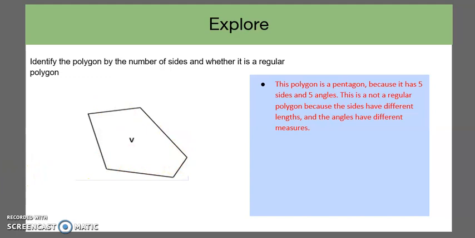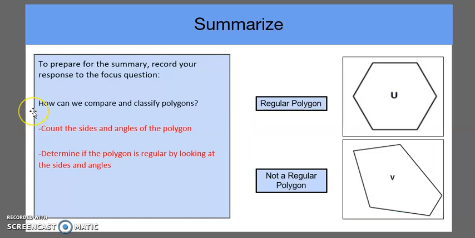Okay, now we're going to go into our summarization. To summarize, how can we compare and classify polygons? Some strategies are to count the sides and angles of the polygon and determine if the polygon is regular by looking at the sides and angles. So here are 2 examples.